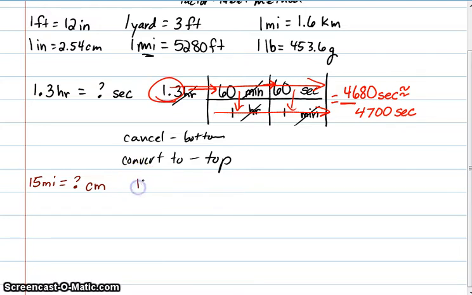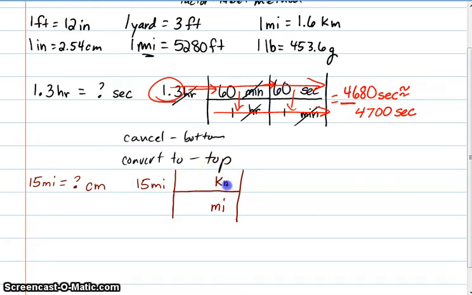Start off by writing down what's given. 15 miles. Draw a bracket. On the bottom of the bracket, put MI. On the top of the bracket, can I put centimeters? Don't do this, okay? Do you know how many centimeters are in a mile? No, of course not. Who would know that? I don't know that. What can we change miles to?